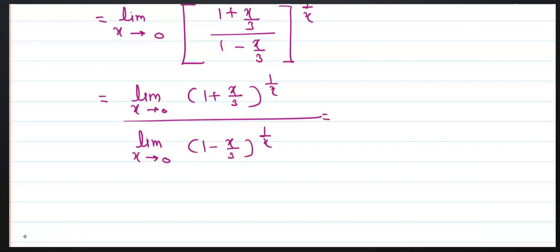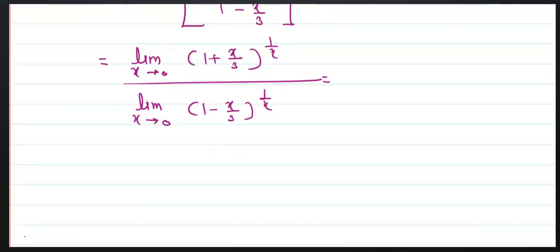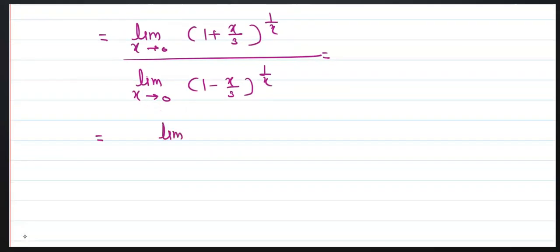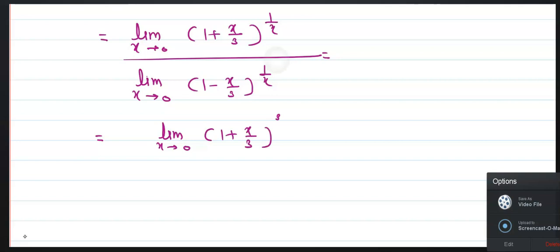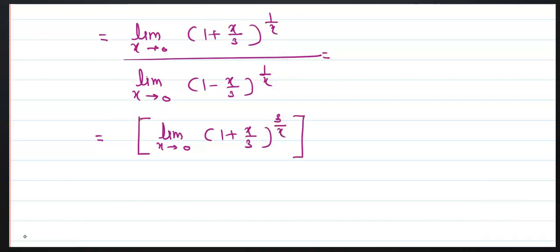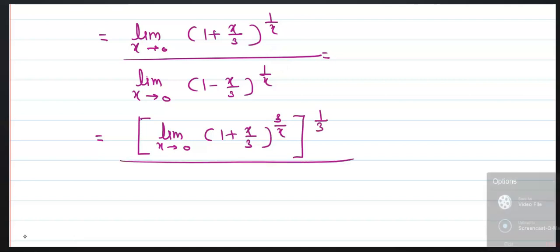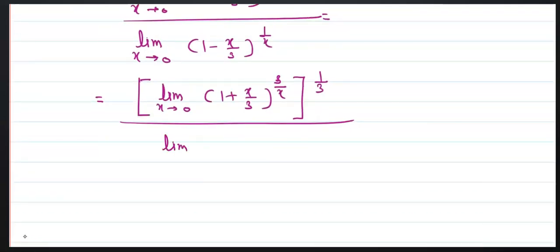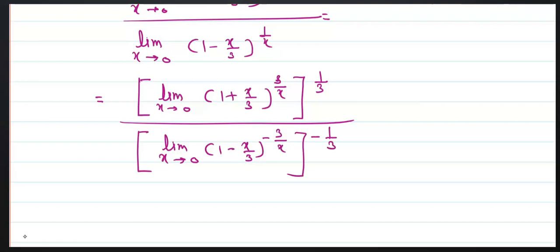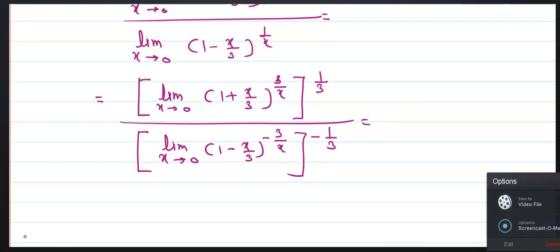Now, see this here. Therefore, limit x tends to 0, (1 plus x upon 3), the whole bracket raised to 3 upon x. But here there is only the 1 upon x. Therefore, we will adjust the 3 there. This is the 3 upon x, and the bracket is raised to 1 upon 3. That is, the limit x tends to 0, (1 minus x upon 3) whole bracket raised to minus 3 upon x, raised to minus 1 upon 3.